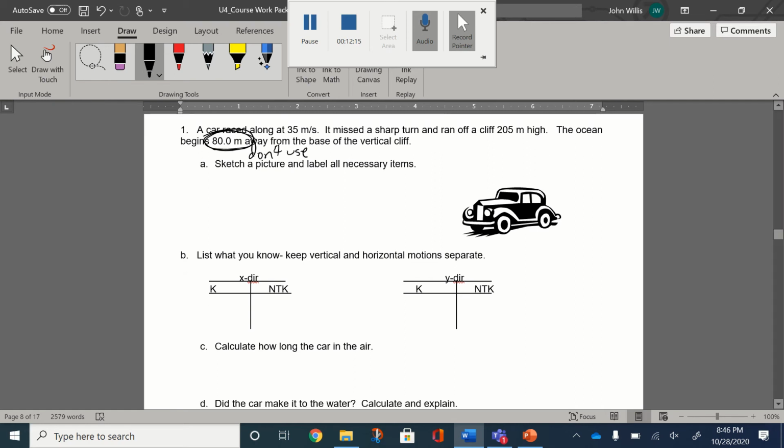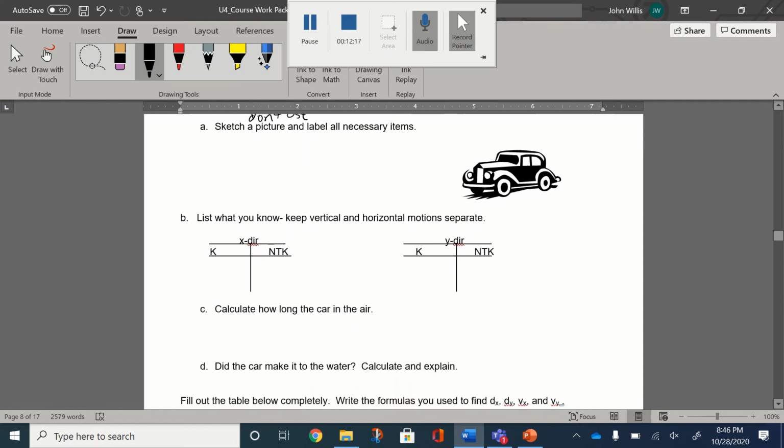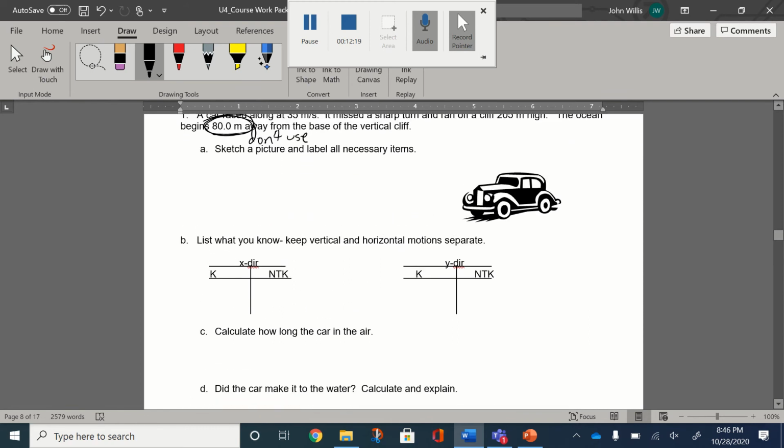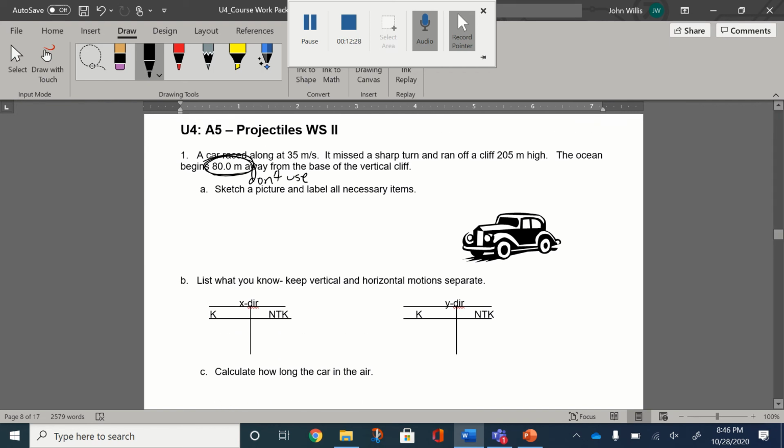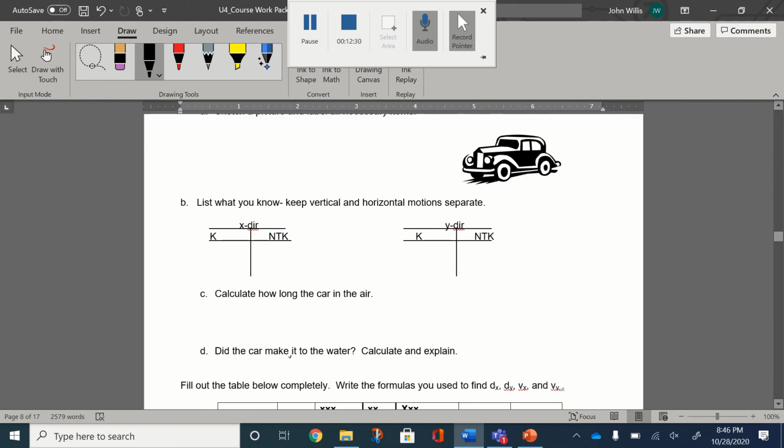Notice this is scaffold. I use the same scaffolding that I'm looking for in this particular problem that I did in the last couple, but I'm starting to step back and just kind of give you a basic problem all by itself. I don't want you to use 80 because that's just where the water begins, and the last question is, do they make it to the water?